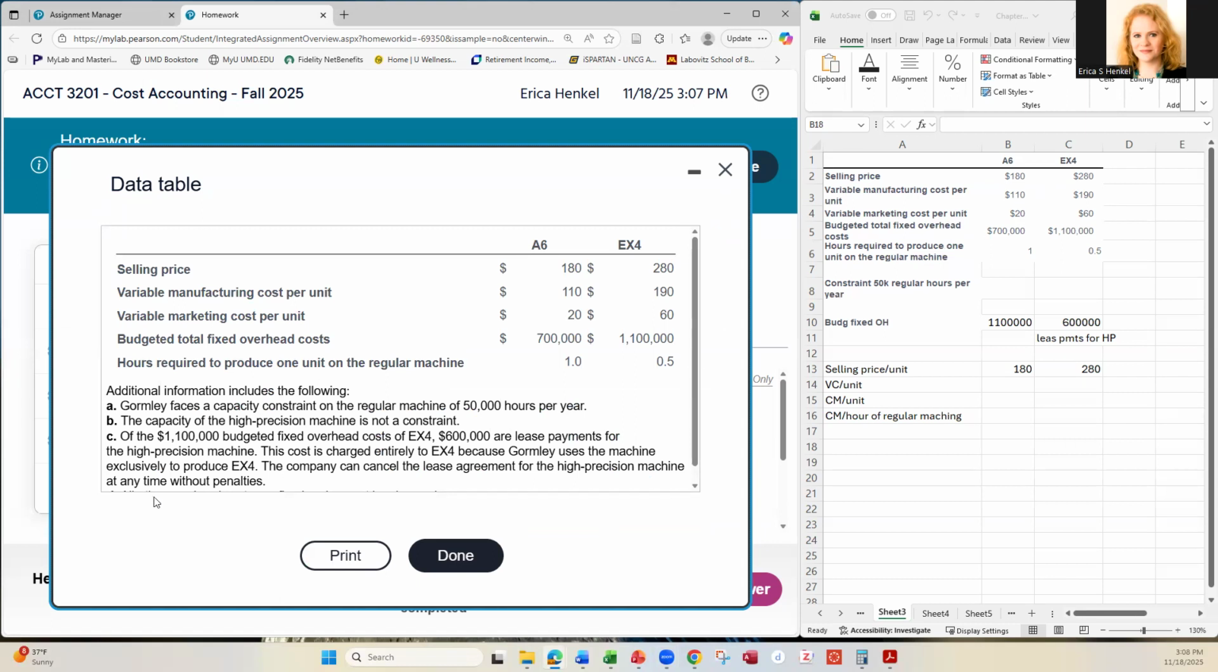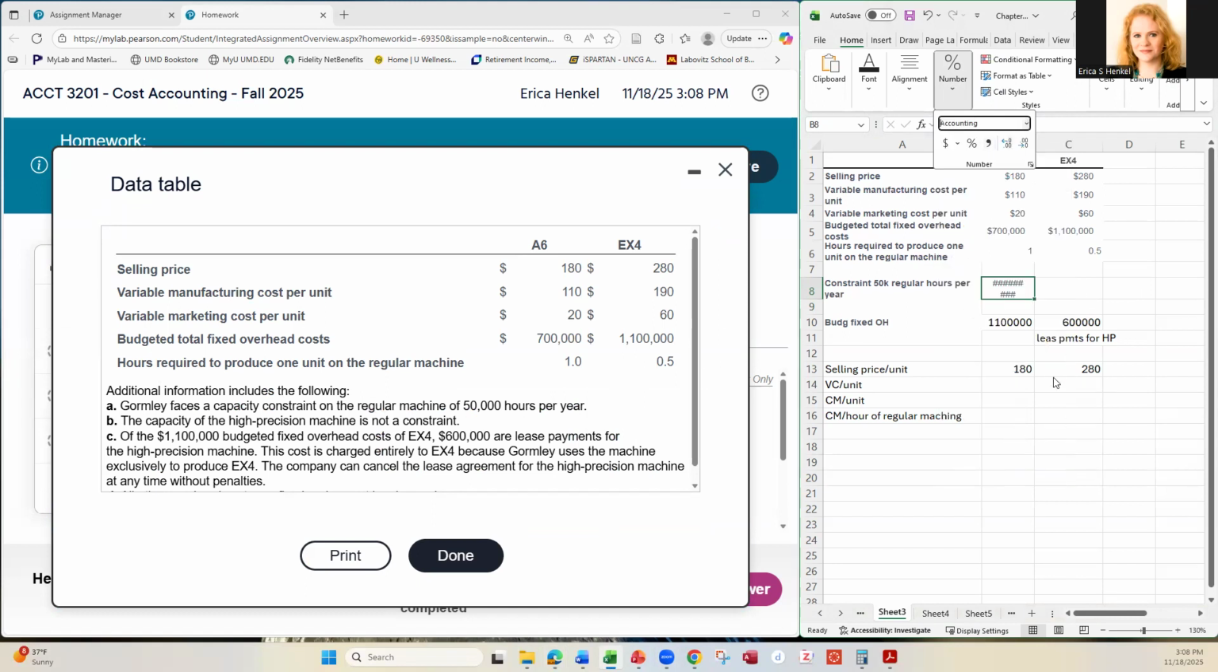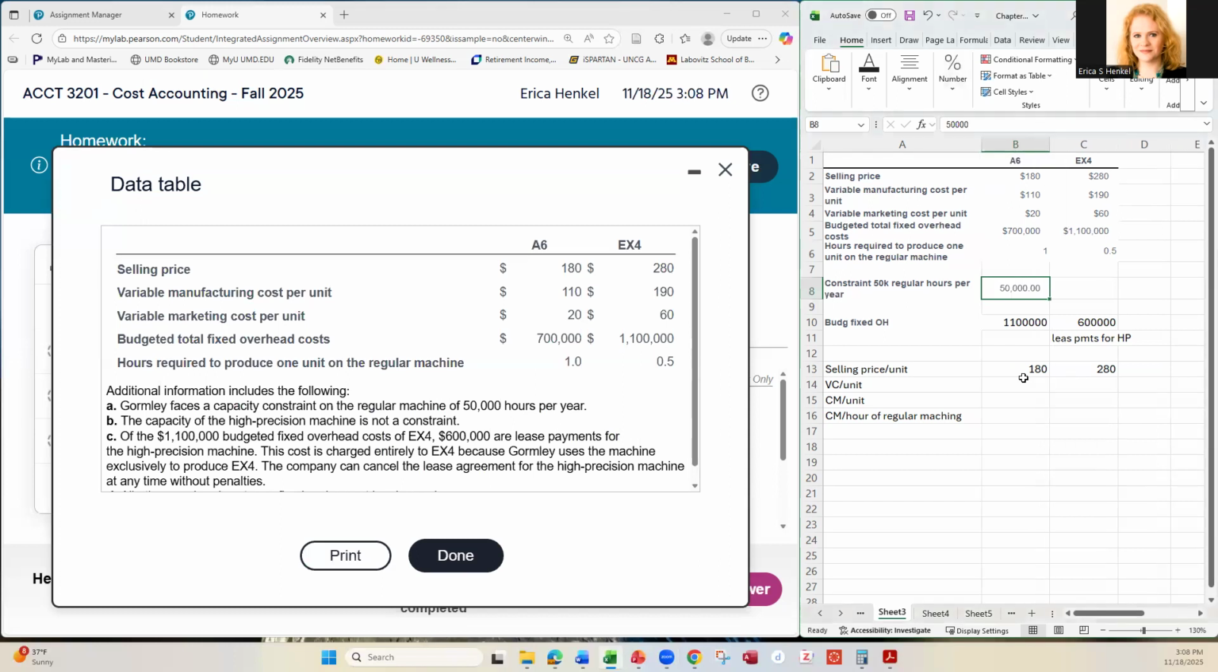Also, we have a capacity constraint on the regular machine of 50,000 hours. That should just be a regular number, with the commas. Anyway, so 50,000 hours. Capacity of the high precision machine is not an issue.